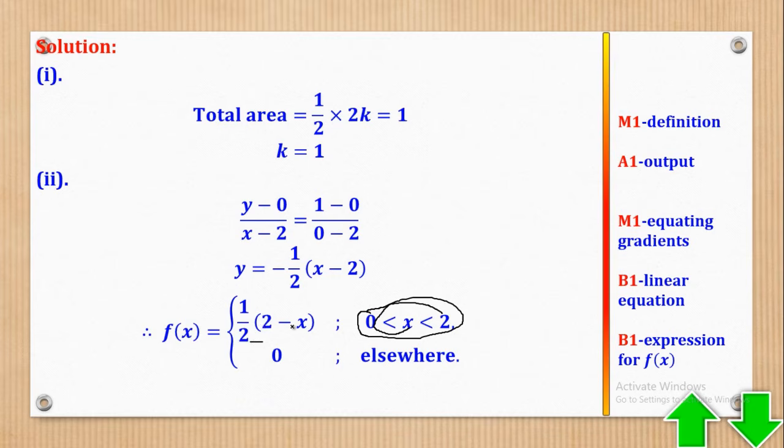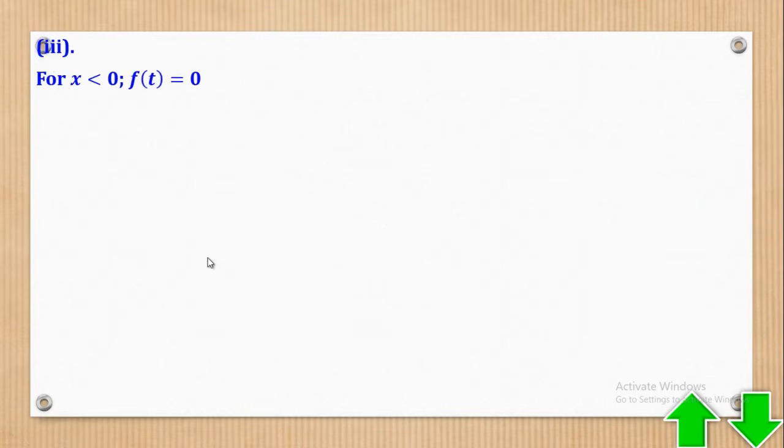Therefore, for x less than 0, the function is 0. And also for x greater than 2, the function is 0. Therefore, we are going to say that for x less than 0, the function is 0.